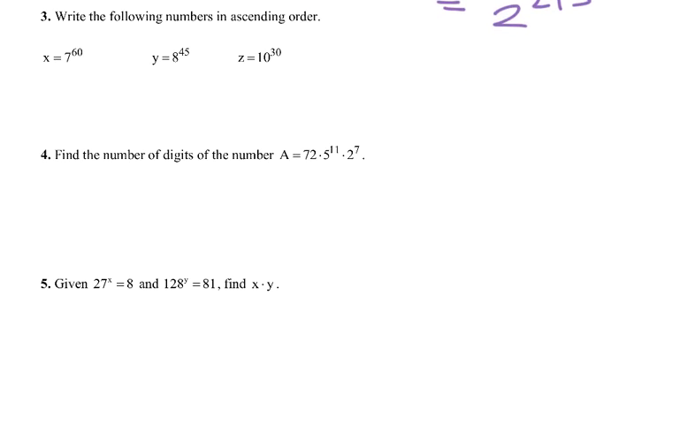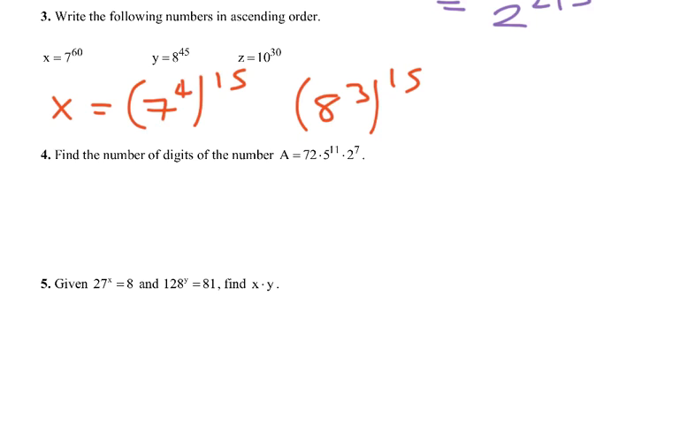In question number 3, we're looking for similarity. What do they have in common? Again, it's a number 15, so we could write x as 7 to the power of 4 times by 15, then 8 to the power of 3 times by 15, and then 10 to the power of 2 times by 15.